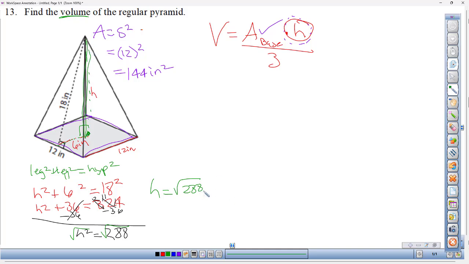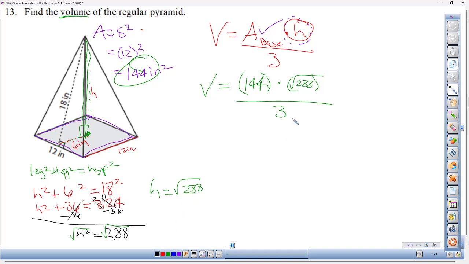I think 289 would be 17, so this is like 16.9, which kind of makes sense with this 18 right here. So here we go. Volume equals the area of my base times my regular height, which I just worked out. Maybe I'll write it in right there, square root 288. And what was the area of my base? 144, and I'll divide it all by 3.